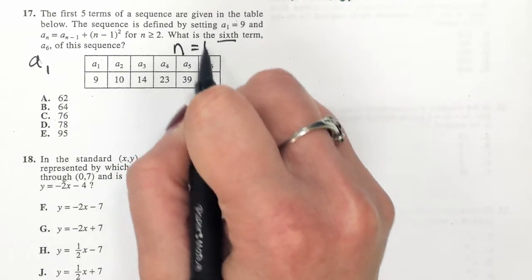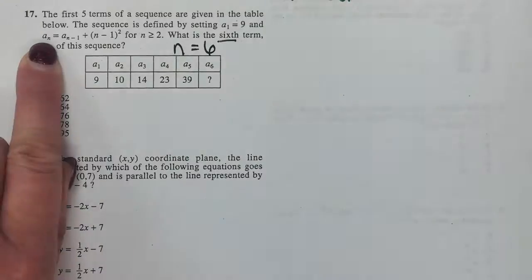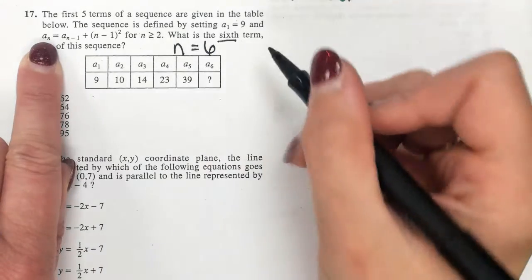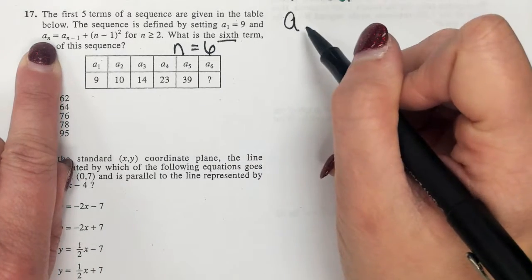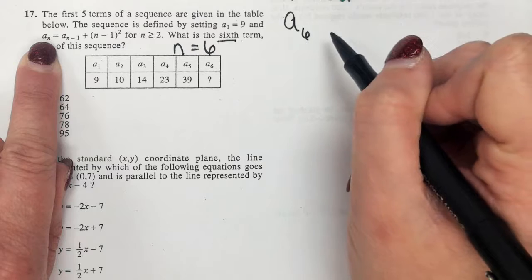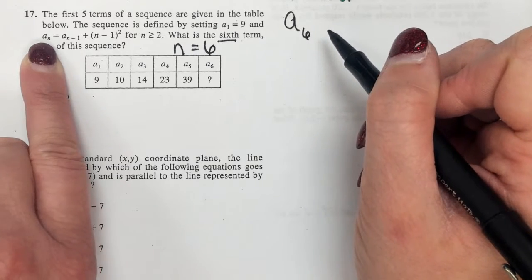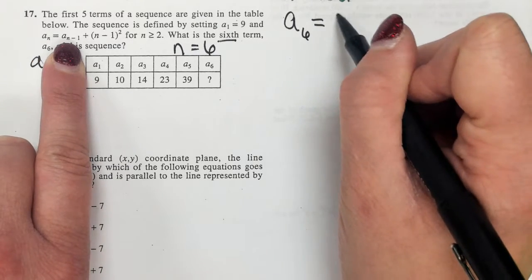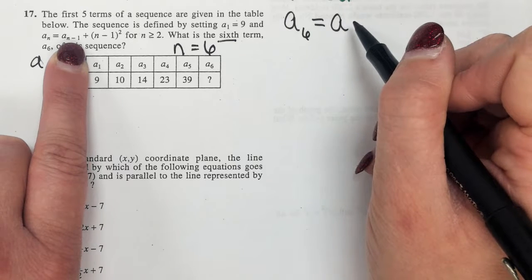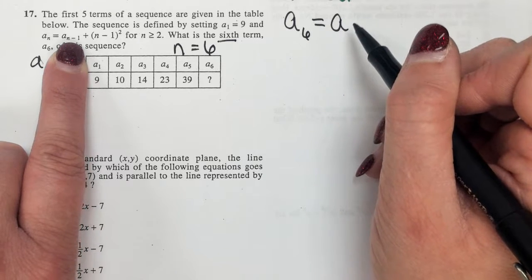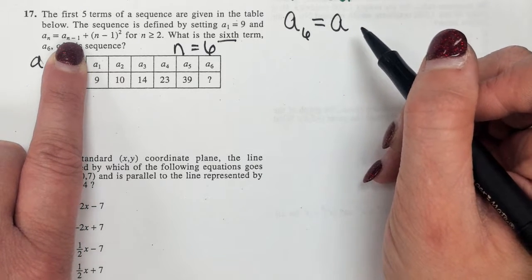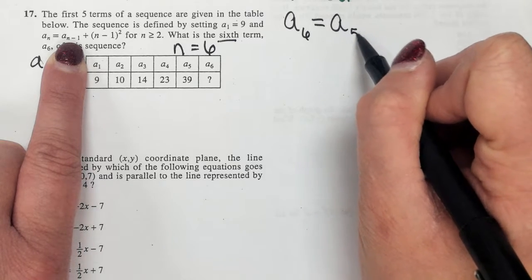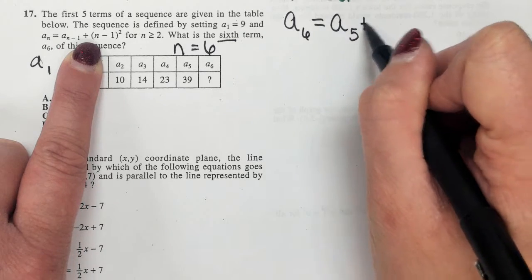So, your n is 6. So right here, instead of a sub n, what are you going to write? A sub 6. There you go. You're replacing n with 6. Alright, equals. This says n minus 1. What was our n again? 6. What's 6 minus 1? 5. And then a plus sign.